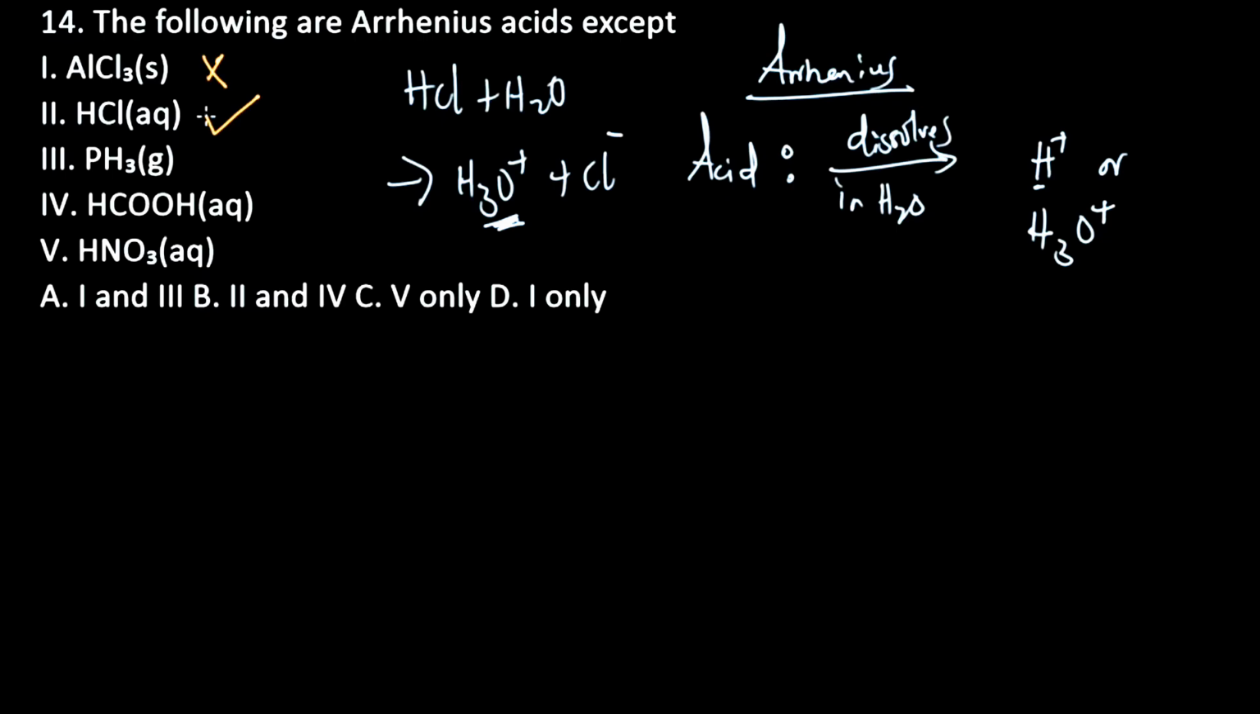So this is an Arrhenius acid. This is also not an Arrhenius acid, it's a base. So this is an acid. Yes, this is right, and this is also right. So we have options 2, 4, and 5 as Arrhenius acids, but 1 and 3 are not Arrhenius acids. So the right answer is A, 1 and 3.